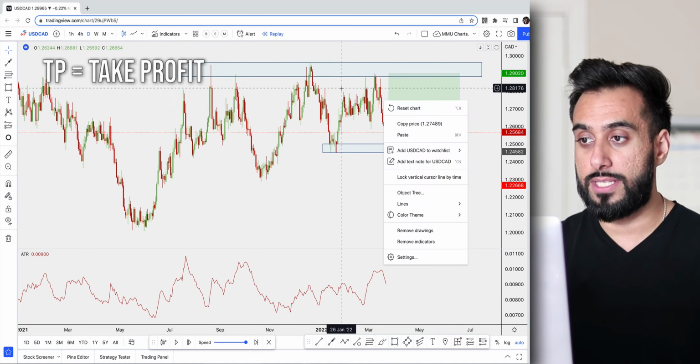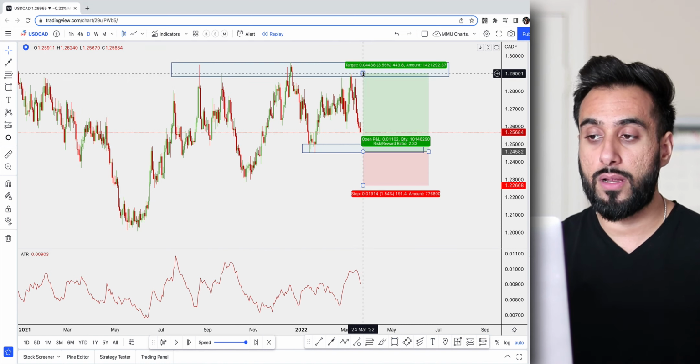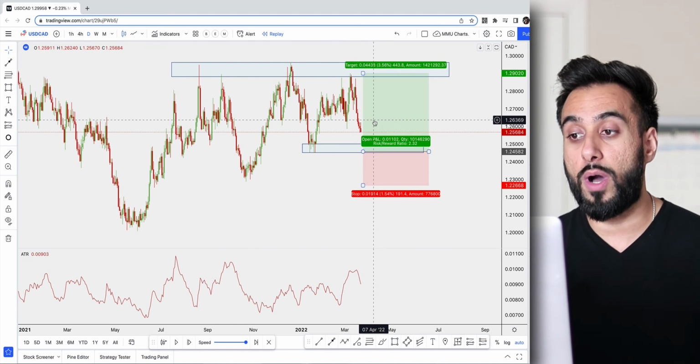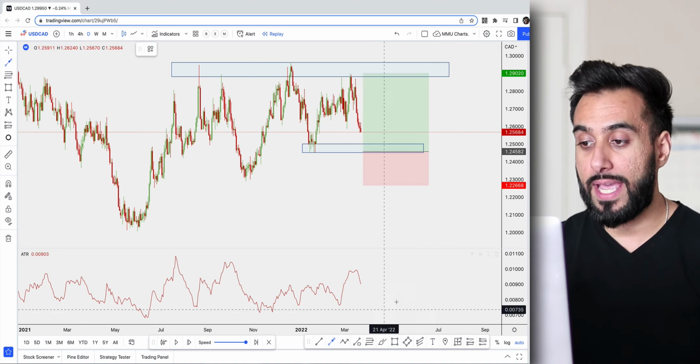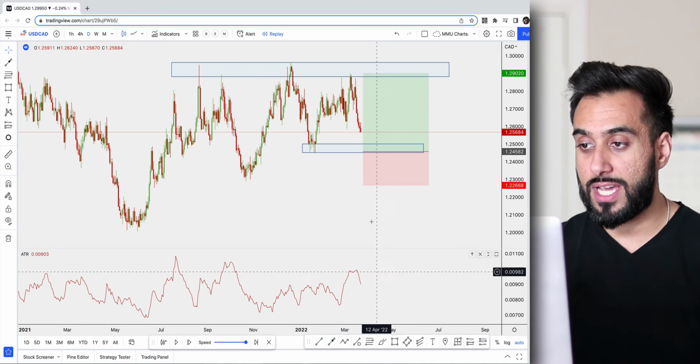You want to enter your TP somewhere in this range here. And now we've got to figure out what we want to put as our stop loss. So what would we do? We would go to the ATR, the average true range, just to see where the ATR is at.